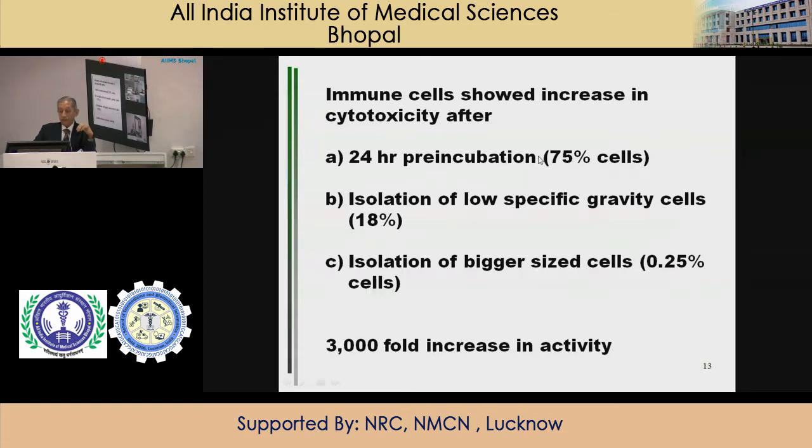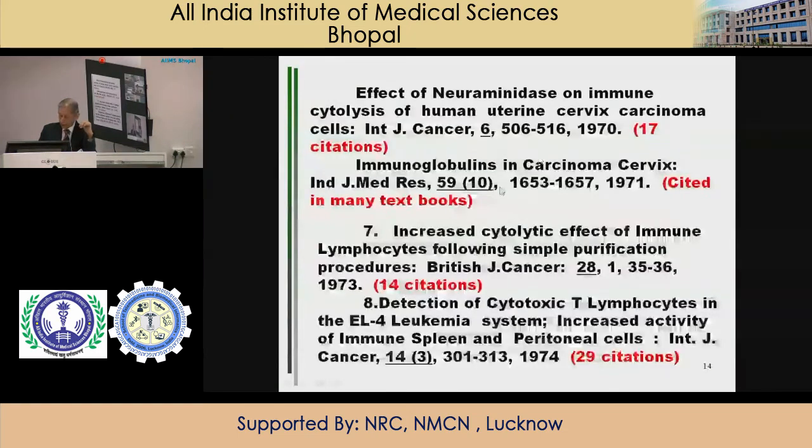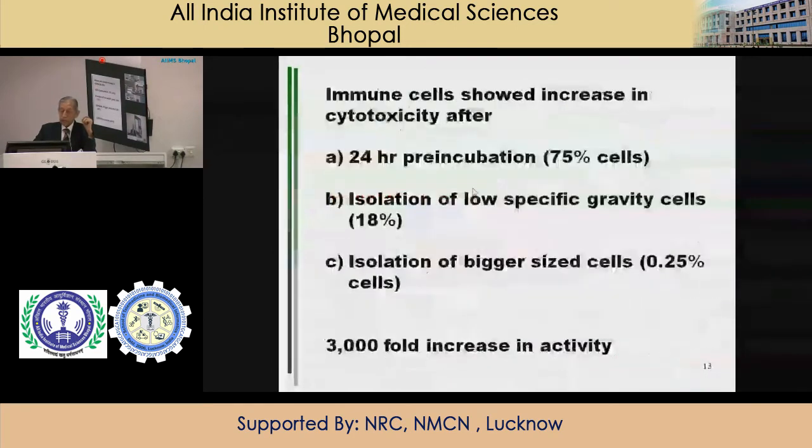And if you take the population from the isolation of low specific gravity cells, the number of cells will be reduced to 18%, but the activity will be 500 times or something like that. And the bigger sized cells taken by the BSA gradient separation will be 0.25% of the total cells, but at the same time they will have a 3,000-fold increase in activity.